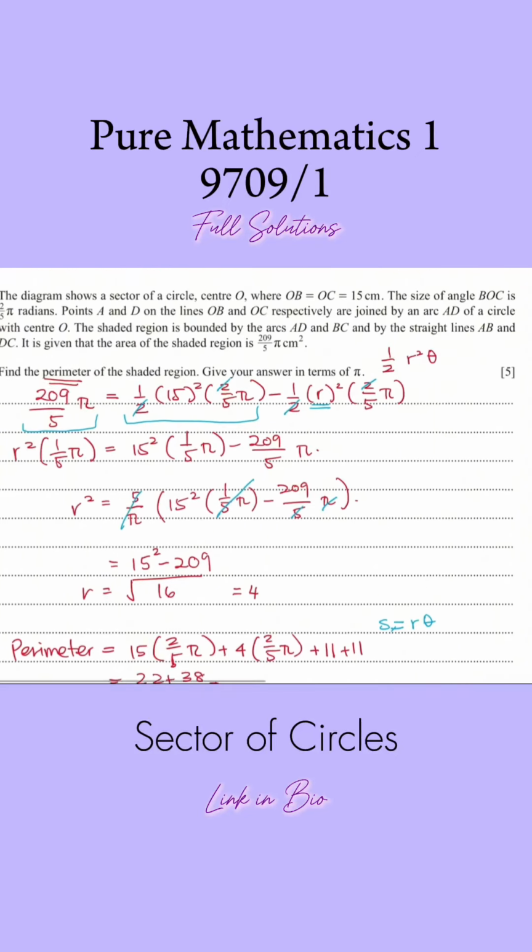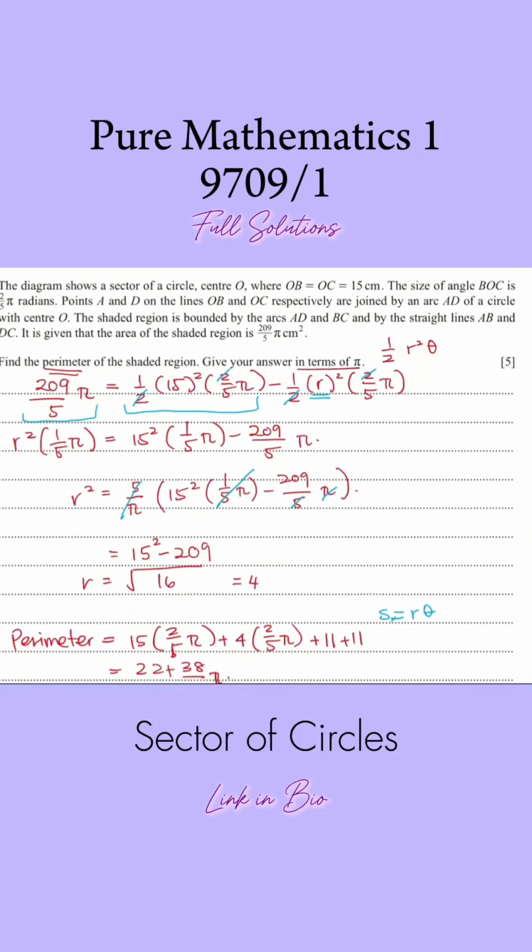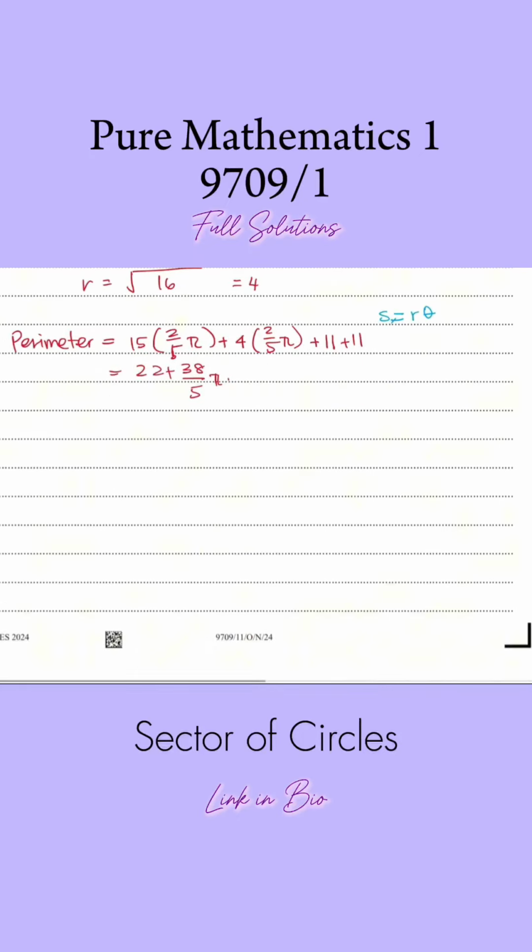And that's it. Remember, the question is asking you to write it in terms of pi. Do not skip this part. If, let's say, you accidentally work it out with decimal numbers, without writing this, you won't be getting the last mark.